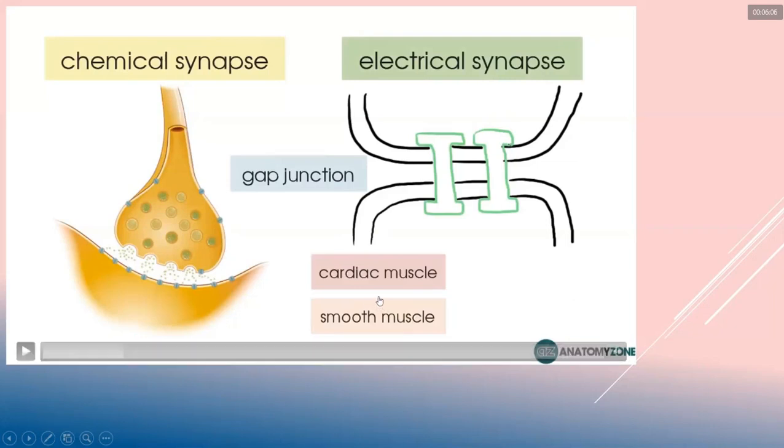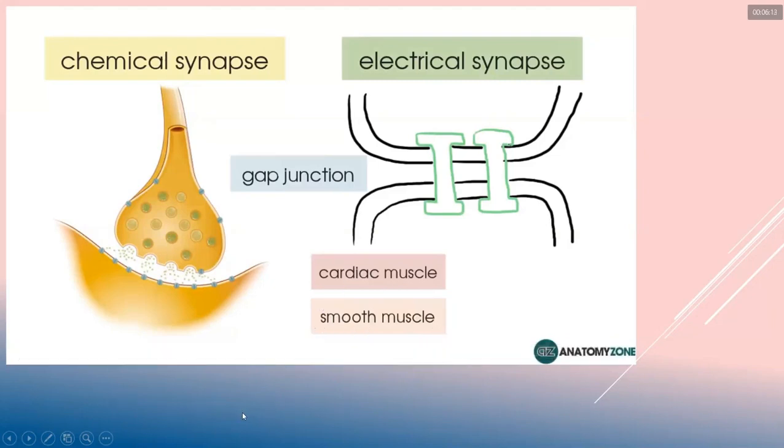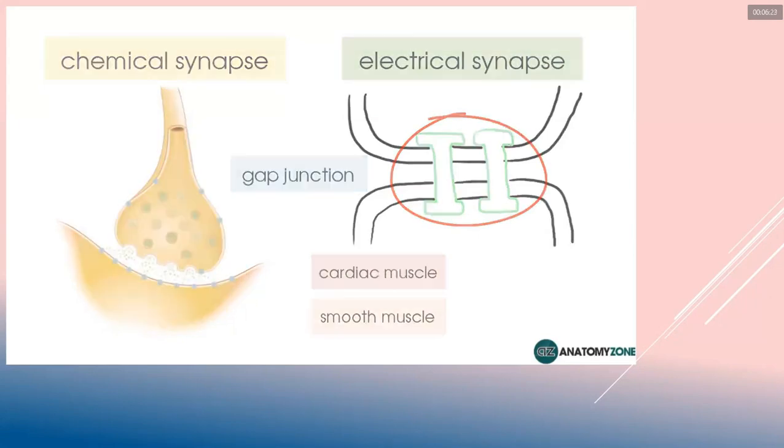And we can find this kind of synapse in cardiac muscle and smooth muscle. You need extremely fast and synchronized conduction so that the contraction of the heart is coordinated. So you've got this direct coupling from one cell to the other in an electrical synapse.